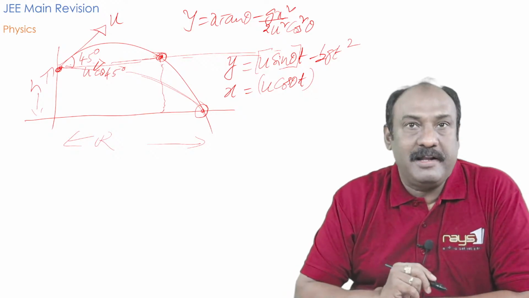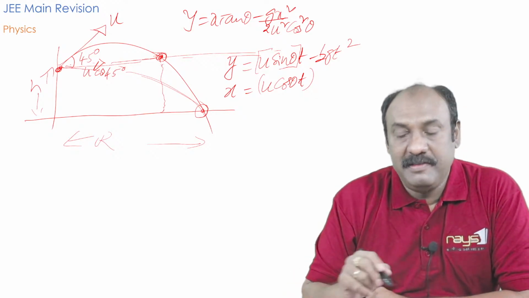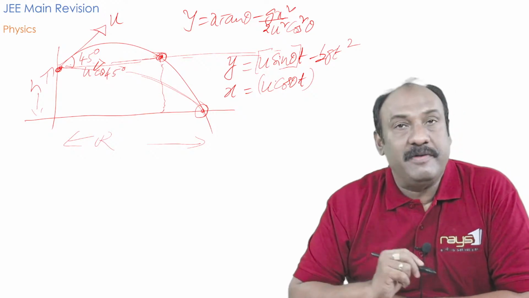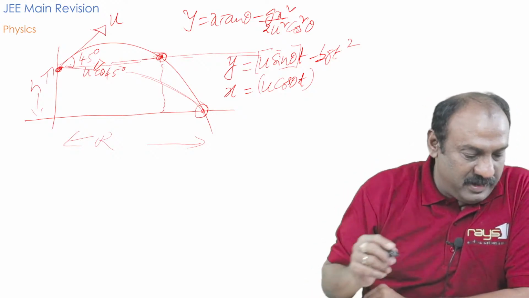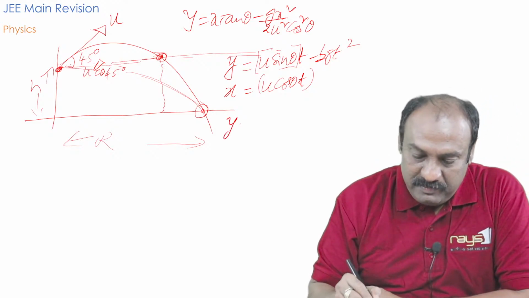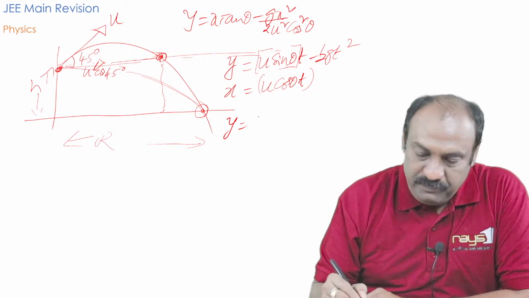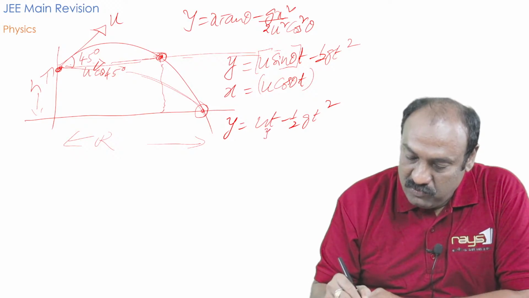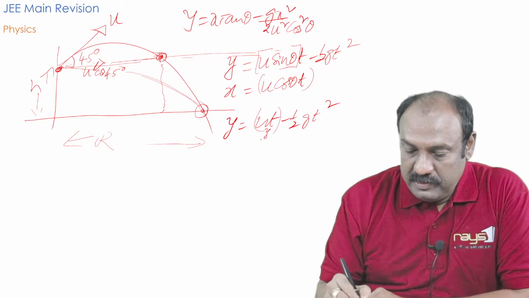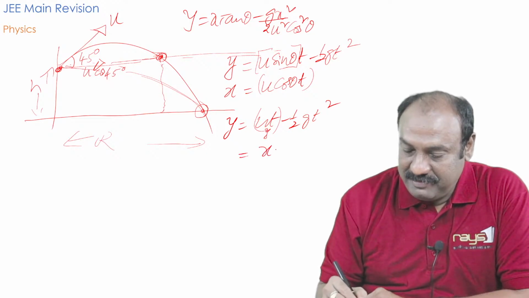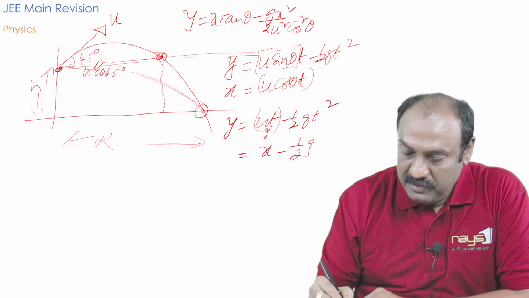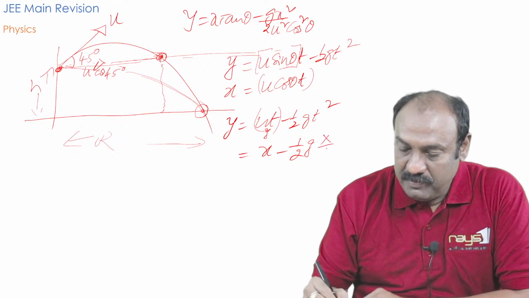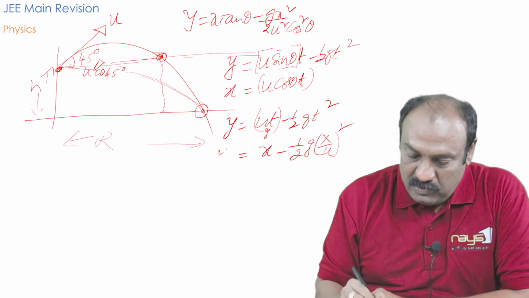But there is no horizontal acceleration. In this case, we have to consider y and x values. So we know the basic equation for the displacement: y is equal to u into t minus half g t square, with uy in place of u. So this u into t is written as x, minus half into g into, in place of t, x by u, whole square, is equal to y.